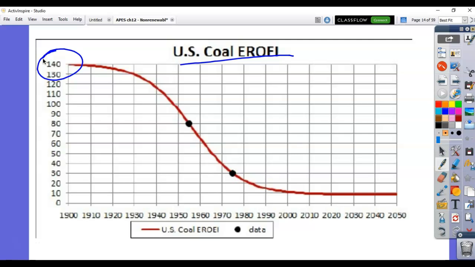You'll notice we're right here, okay? The amount of energy that we're putting in to get this coal now is a lot more. Why? Because we've started running out of it, and it's no longer easy for us to dig and get it wherever we want. So we have to go to these remote locations or dig down super deep in order to get the coal.